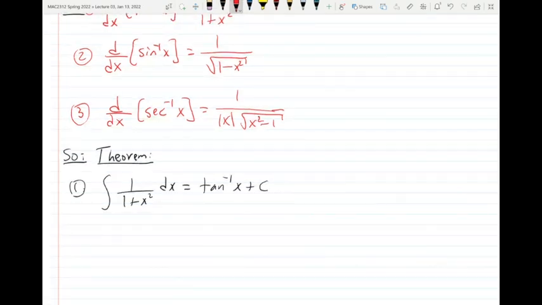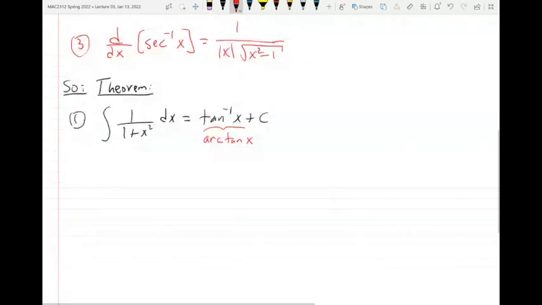Sometimes we also write this as arctangent of x. So it means the same thing. And instead of inverse sine, you can write arcsine. Instead of inverse secant, you can write arcsecant. It's just different notation.